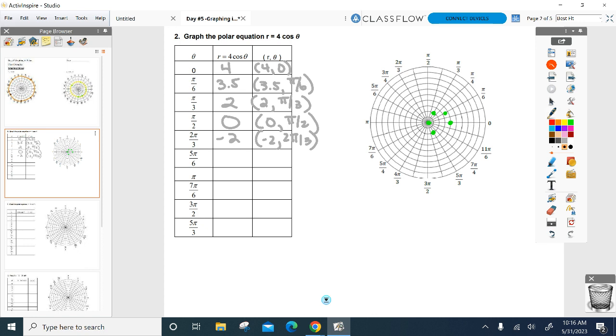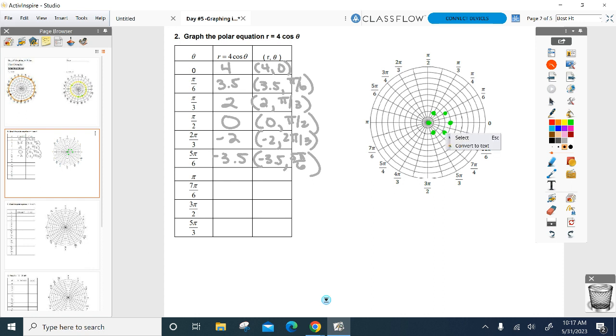All right. 5 pi over 6, I get -3.5. Again, go opposite 5 pi over 6. 11 pi over 6. Yep. Oh, go figure.